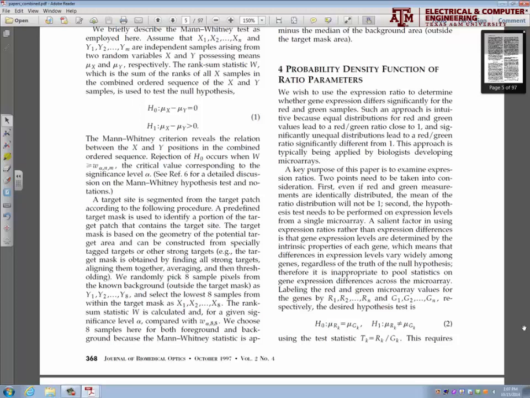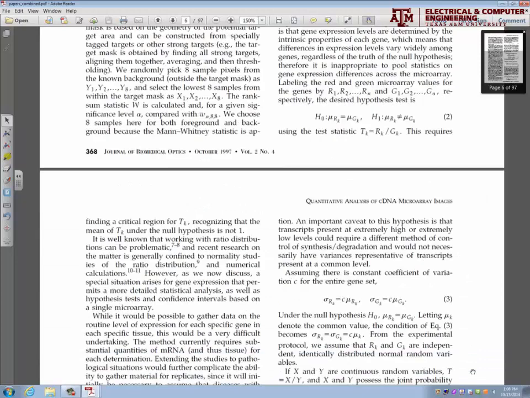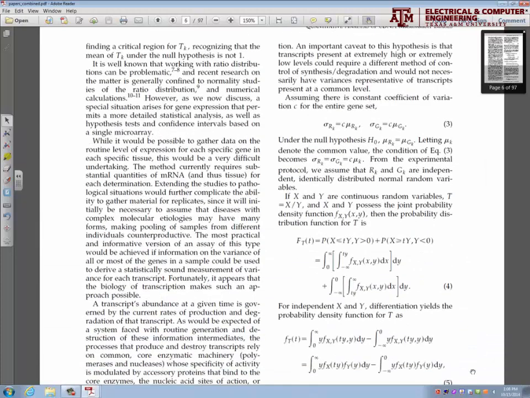So if you're going to do hypothesis testing using this ratio, that means you have to calculate the probability density function of the ratio of the two random variables, right? So this requires finding a critical region for TK, recognizing that the mean of TK under the null hypothesis is not 1. Now it is well known, and those of you in communications must know this, that working with ratio distributions can be problematic, right?